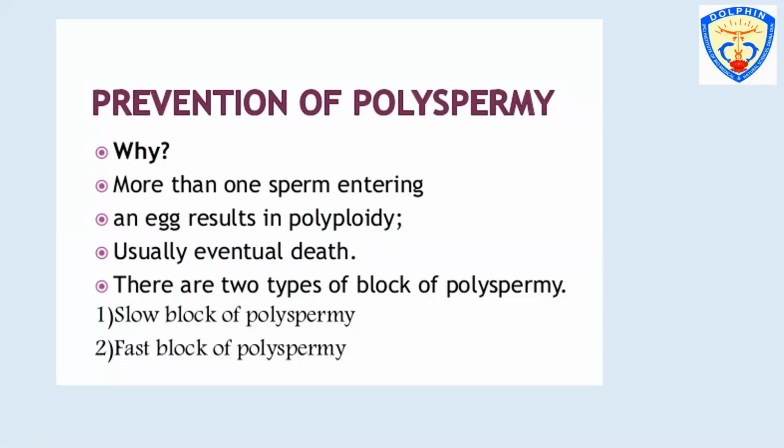So, to prevent this from happening, there are two types of blocks to polyspermy. One is known as the slow block to polyspermy, and the second category is the fast block to polyspermy. We will be discussing each one of them in the coming slides.